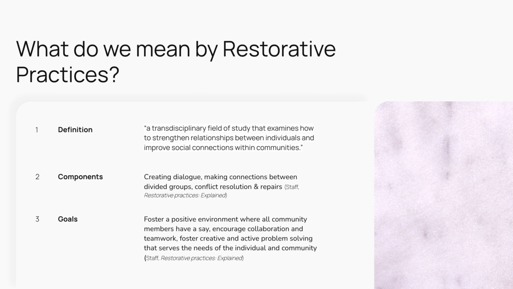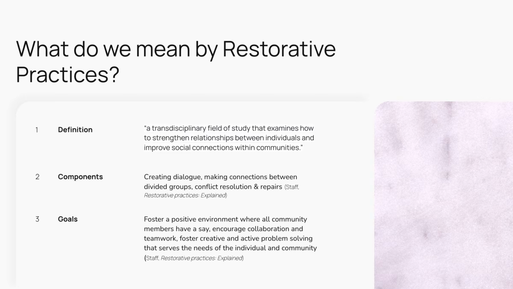So first we have to talk about what we mean by restorative practices. One of the great definitions that I found that generalizes it, as it isn't just a concept that applies to education, is a transdisciplinary field of study that examines how to strengthen relationships between individuals and improve social connections within communities. From a wonderful article called Restorative Practices Explained that really gets down to the nitty-gritty and basics of it as well. Some of the components that are part of restorative practices are creating dialogue, making connections between divided groups, and conflict resolutions and repairs.